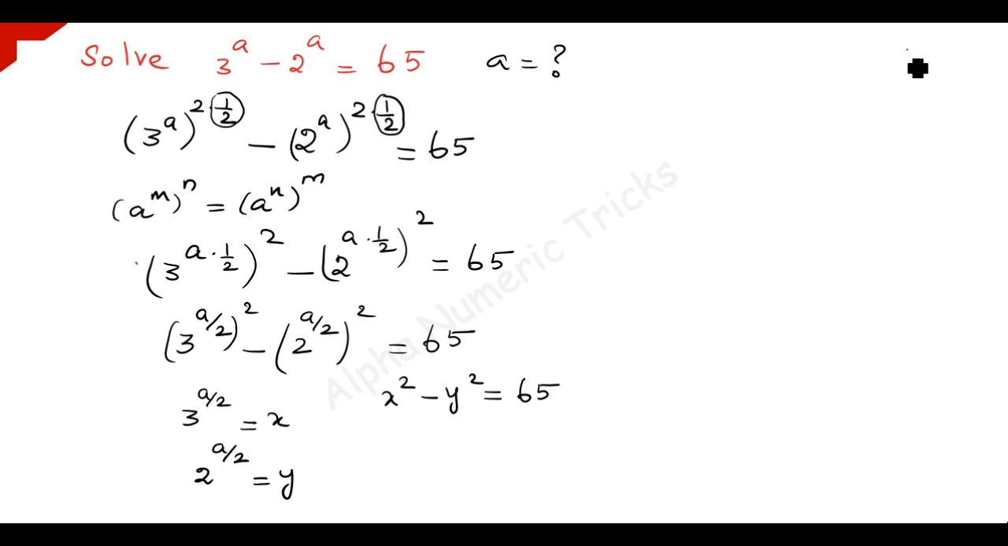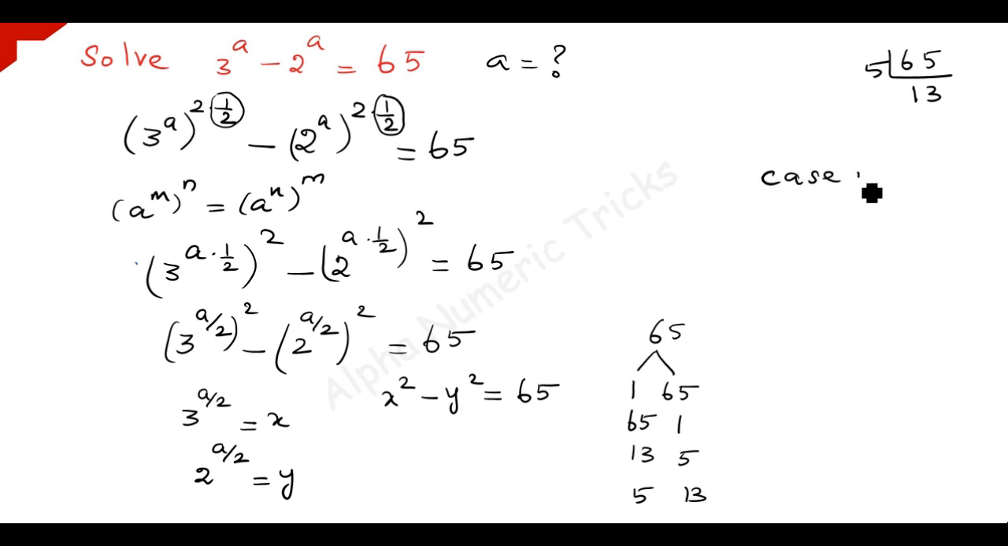So what we have to do is, that is 65. 5 times 13 is 65. So 65 has the factors 1 times 65 and 65 times 1, and 13 times 5, 5 times 13. So these are the possibilities we have. So we have two cases.